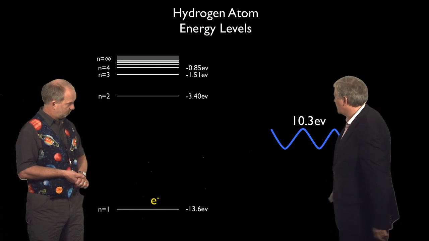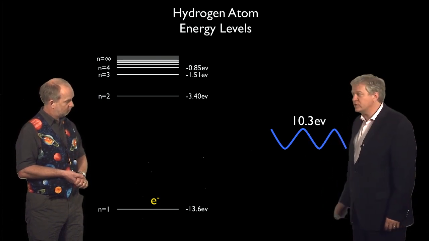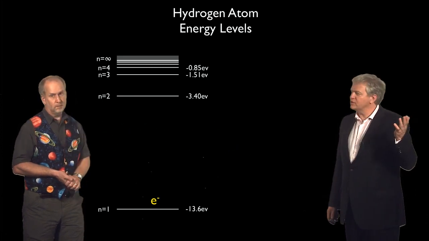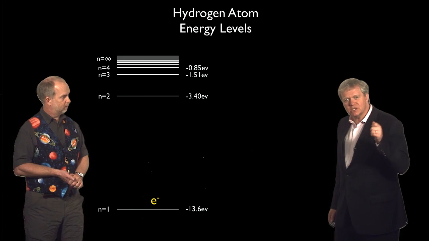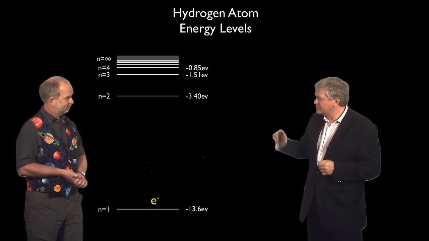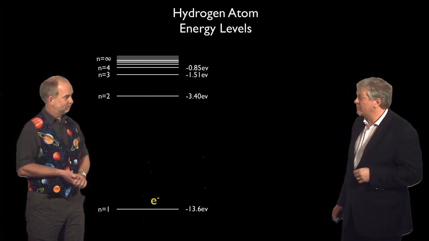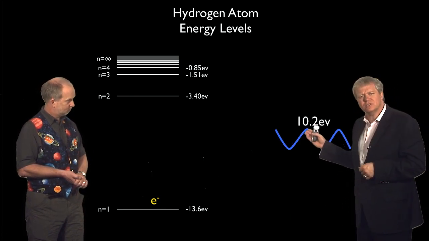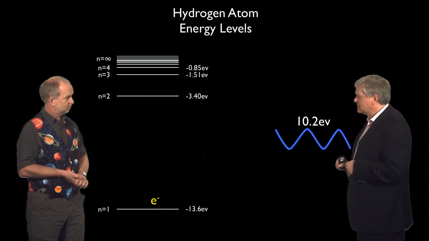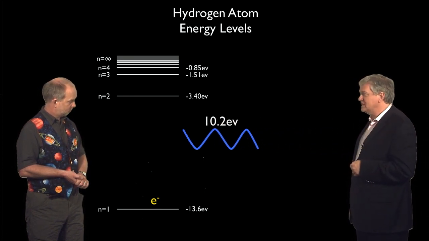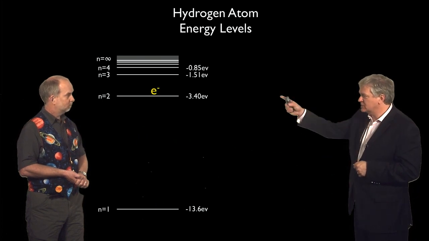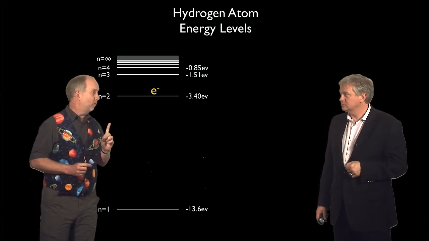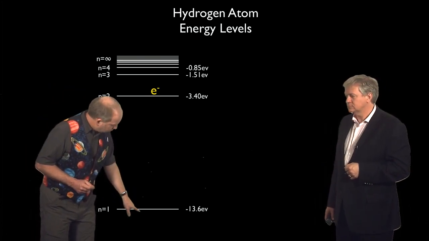So if you have a photon of, for example, 10.3 electron volts, it's going to come by and it's going to go right through the hydrogen atom because, of course, its energy is not quite tuned to the energy levels of the hydrogen atom. But if you have a 10.2 electron volt photon, so that's 121.6 nanometers, then when it gets close to the hydrogen atom, it can knock that electron up to the first level and excite the hydrogen atom. So the photon has exactly the right energy to move an electron from here to here.